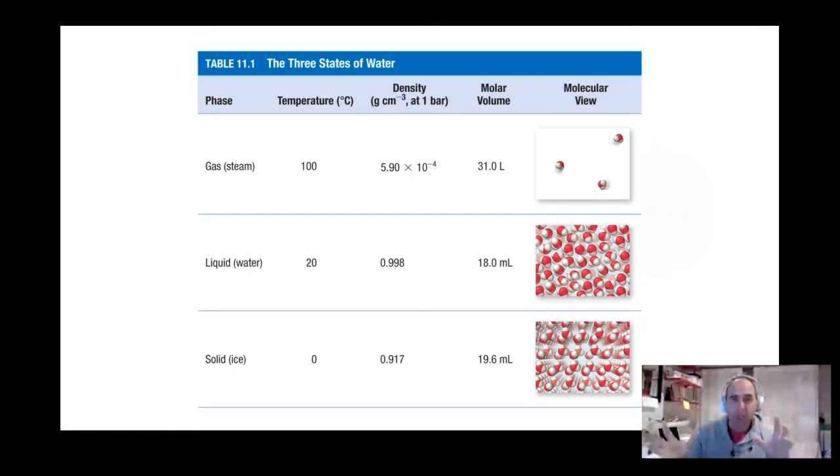Obviously, gas phase water, steam, is the lowest density. But if we look at liquid water and solid water, what we notice is, in fact, that solid water is slightly less dense than liquid water. Now, the reason for this is when we cool something down, we slow the movement of the particles down, and then we eventually start to restrict the movement of the particles. Normally that means the particles are able to stay closer and closer to each other.